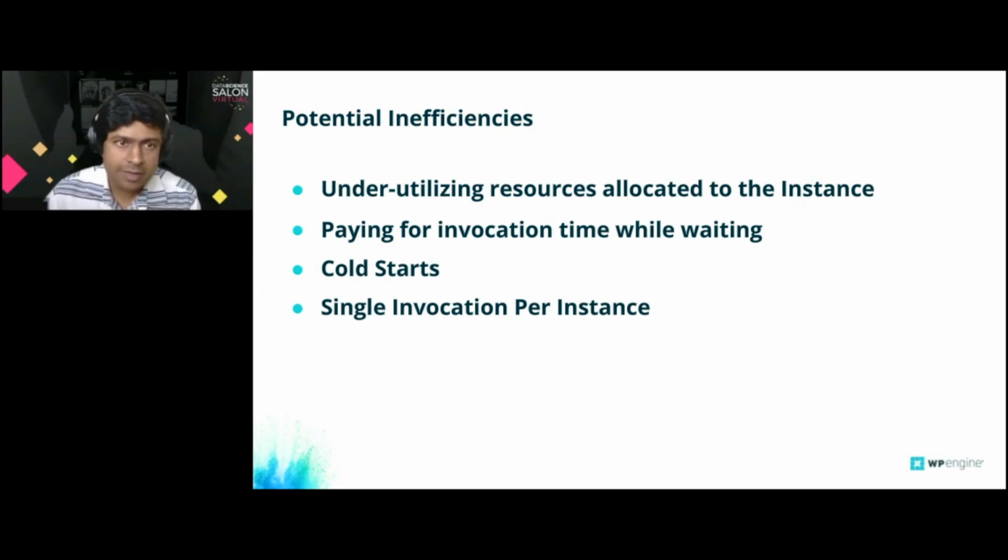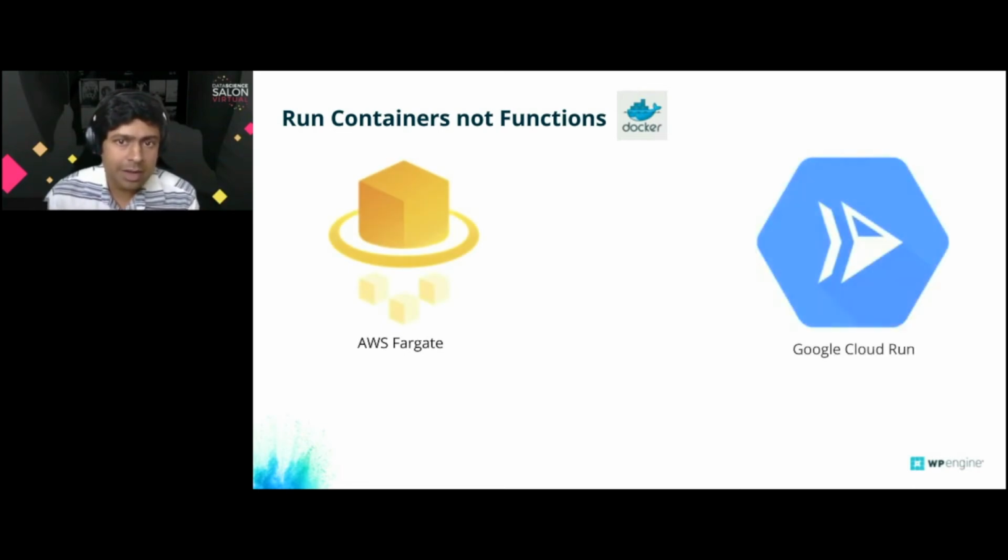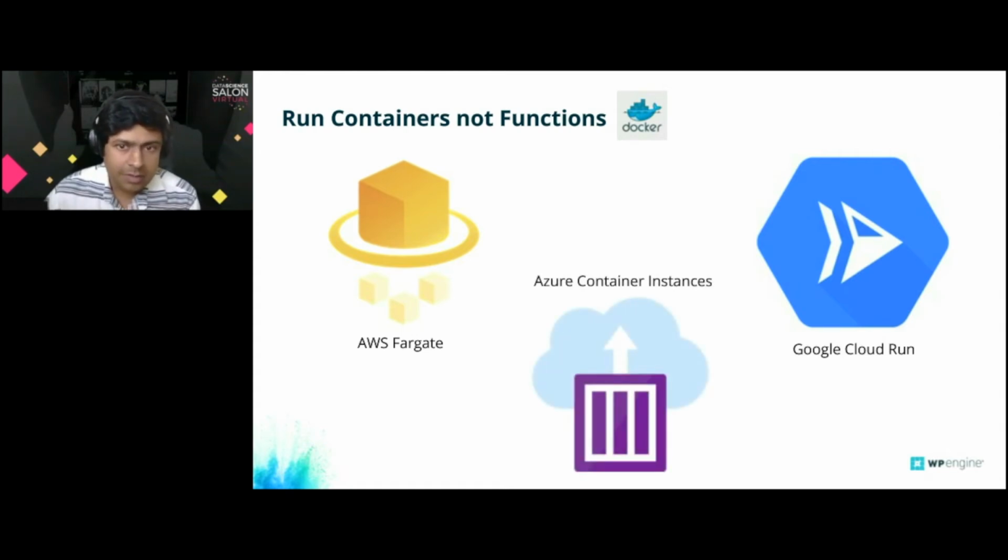So the cloud providers have seen this and have an answer, which is to run containers instead of functions. AWS has a service called Fargate. Google Cloud has Cloud Run. Azure has Container Instances. These services allow you to get all the benefits that you get from serverless functions, but allow you to run multiple invocations in a single instance.